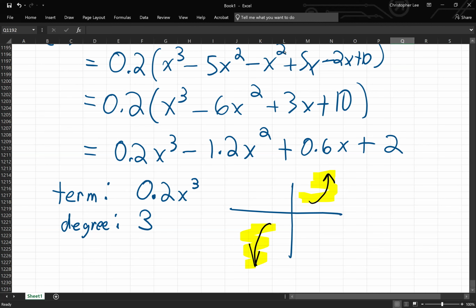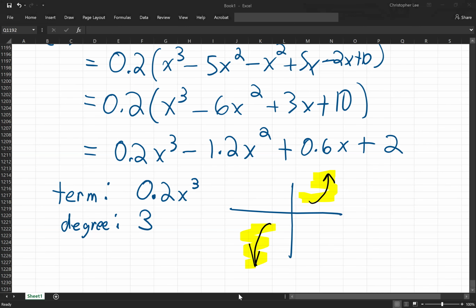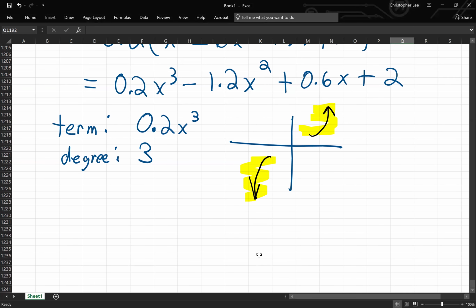Questions on this? What's the term? The coefficient. So you see the 0.2 in front? How it's positive? That's why. All right, so obviously you could probably guess that we keep talking about the end behavior.